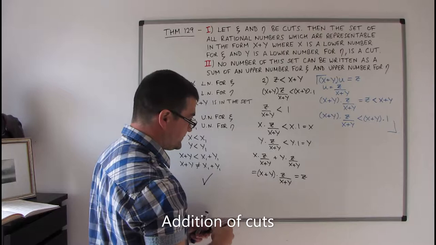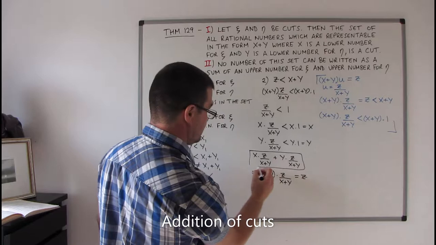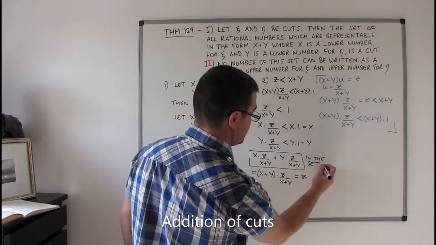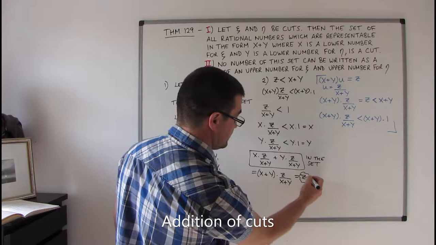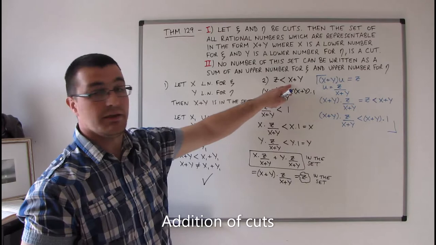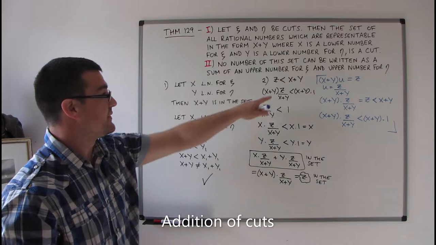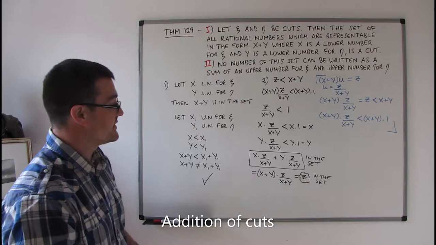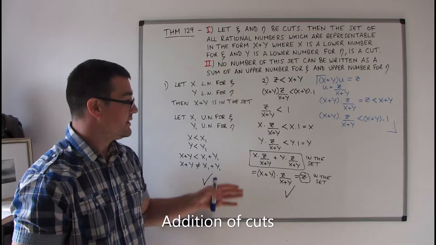So therefore, because this is in the set, and this is equal to z, then z is in the set. Okay? So therefore, if we choose an arbitrary number in our set of the form x plus y and we choose a number that's smaller than that, we can guarantee that that smaller number will also be in the set using this argument. So that completes the second part of the definition of a cut.